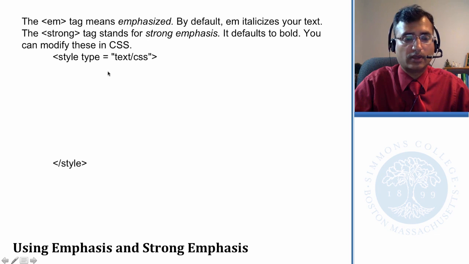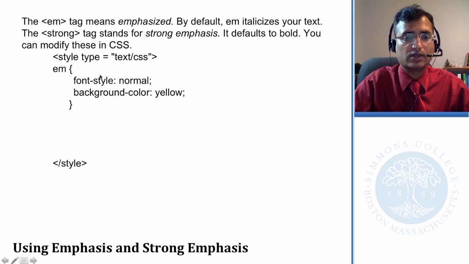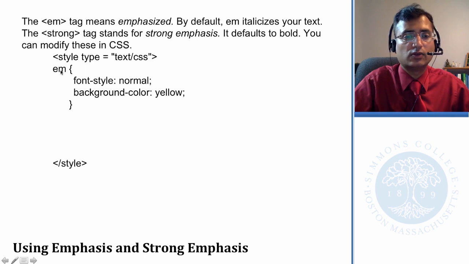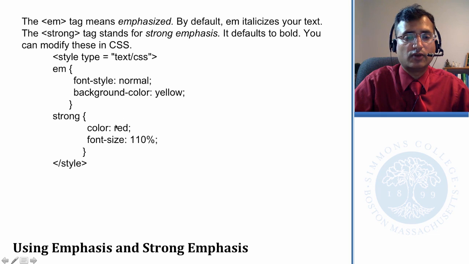Within the style part, you can specify the rules for your emphasized. So instead of italicizing, you can say that the font style is normal and the background color will be yellow, and for strong, rather than defaulting to bold, the color will be red and the font size will be slightly larger, 110%.